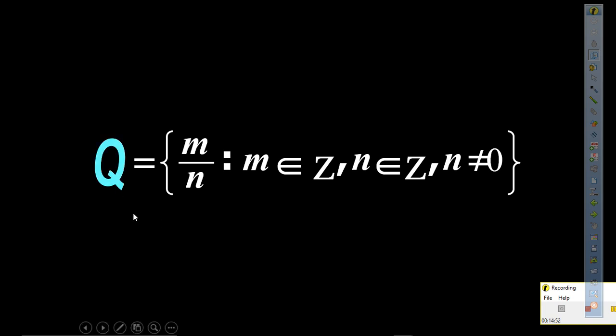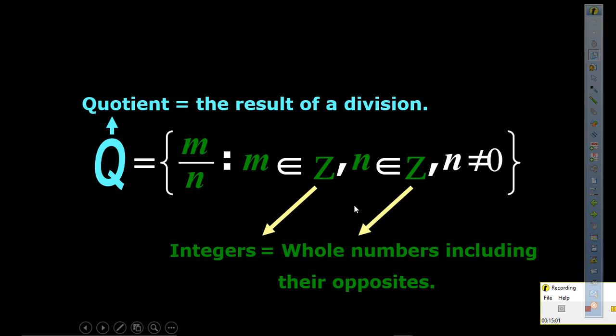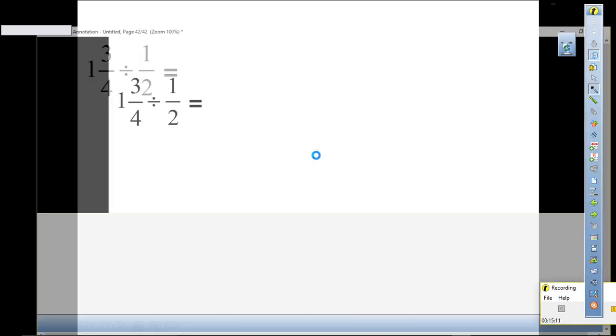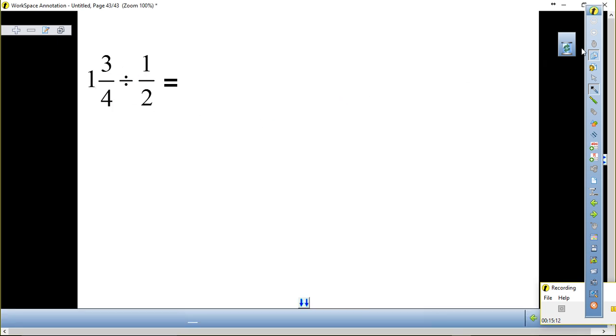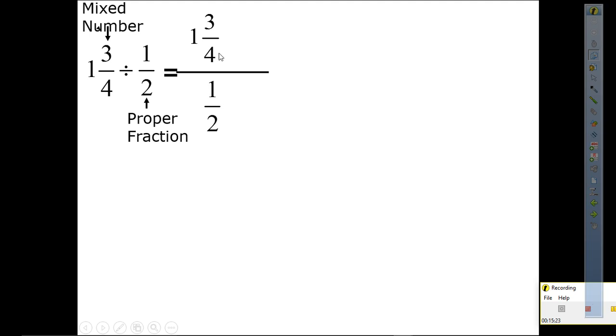Once again, quotient stands for the result of a division. The Z's stand for integers, which means all these have to be integers, yes? But n cannot equal 0. Are we there so far? All right? So, let's look at this one. I'm going to show you how to rewrite this one. Do you agree that 1 3/4 divided by 1/2 is 1 3/4 over 1/2? Do you agree with that?